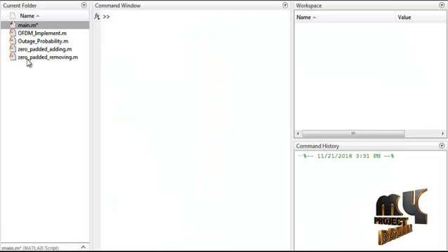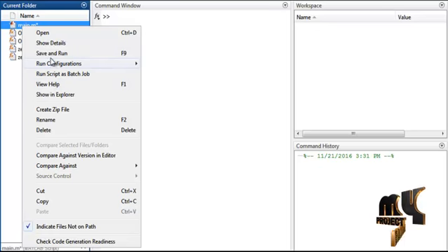Let us discuss the running procedure for the project. Click the main file and then run.